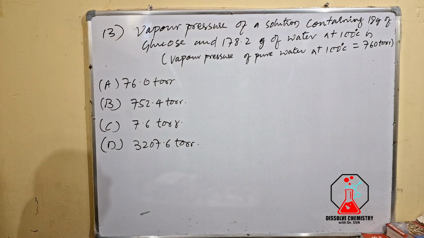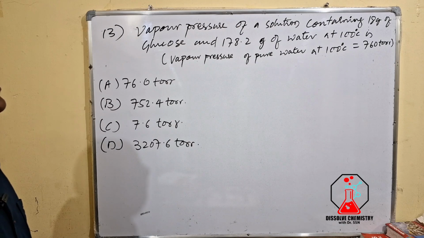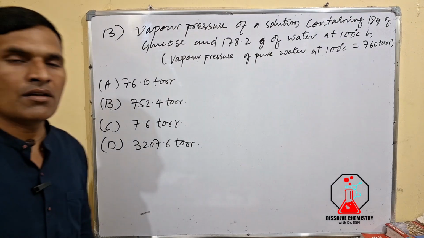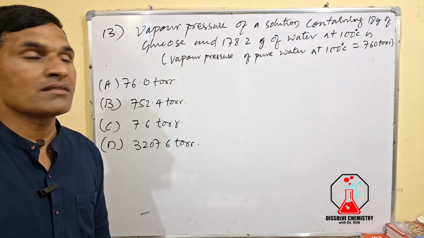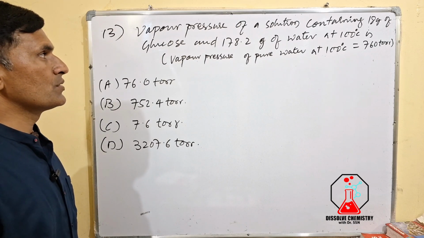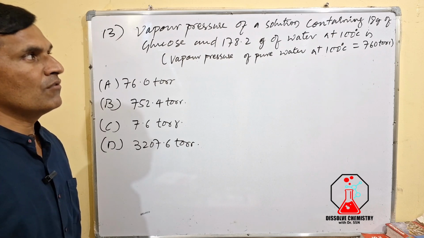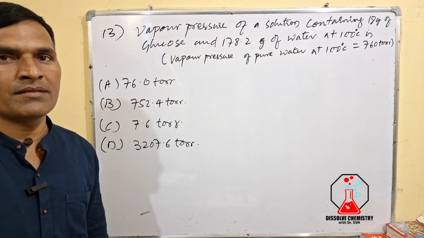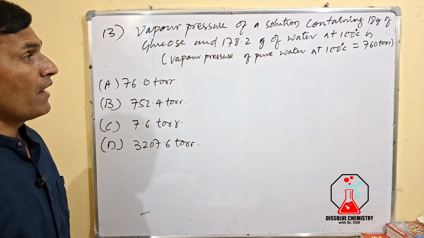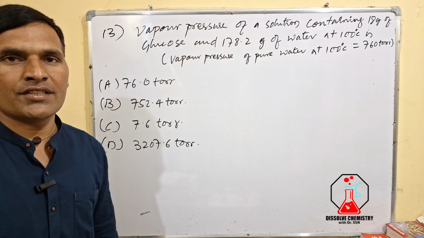Okay, the vapor pressure of a solution containing 18 gram of glucose and 178.2 gram of water at 100 degrees Celsius is, okay, so how much lowering of the vapor pressure has taken place upon addition of 18 gram of glucose to 178.2 grams of water at 100 degrees Celsius, it is being asked. And the vapor pressure of pure water at 100 degrees Celsius is given as 760 torr.